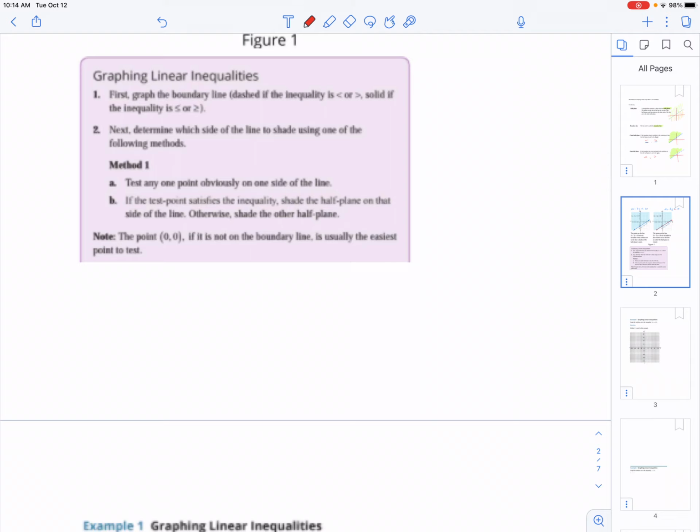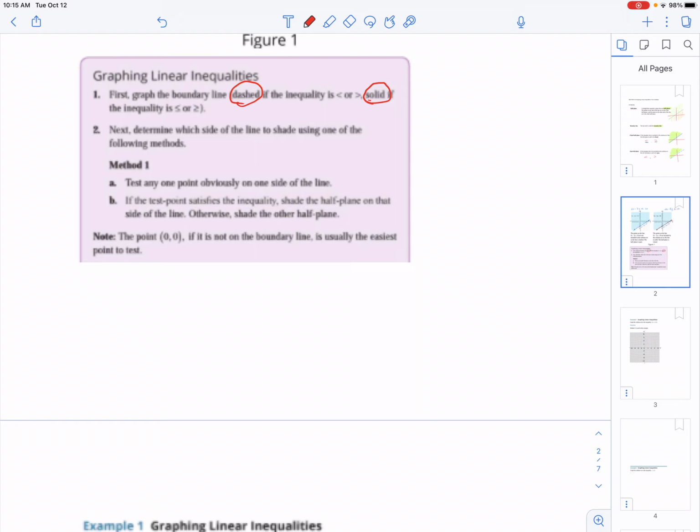So I lifted out of your textbook a couple of steps here. They gave you a couple of methods. I'm just going to use method number one. So the first thing we're going to do is graph the boundary line. And as we graph it, we need to make sure that we know whether we make it dashed or solid. So we've already talked about that. And then we have to decide where to shade, which half plane do I include in my solution set.